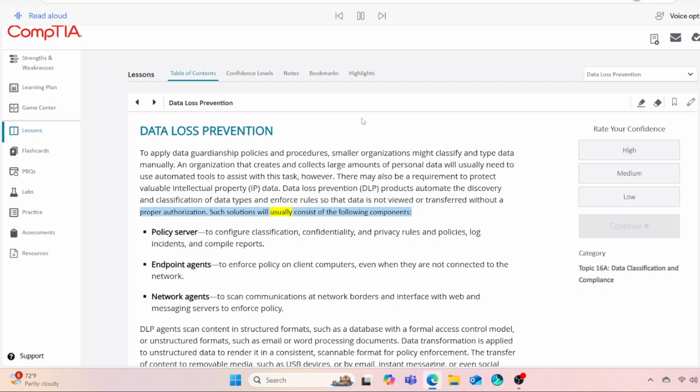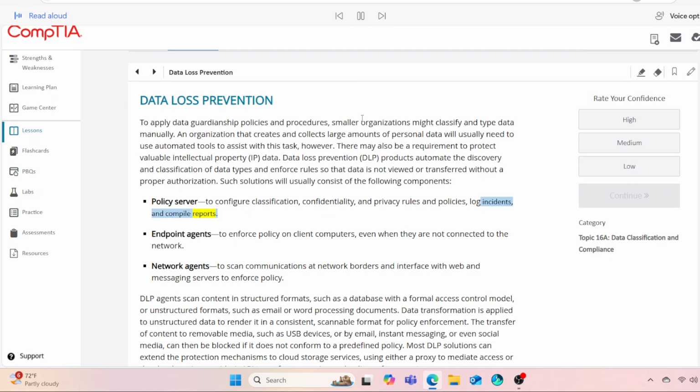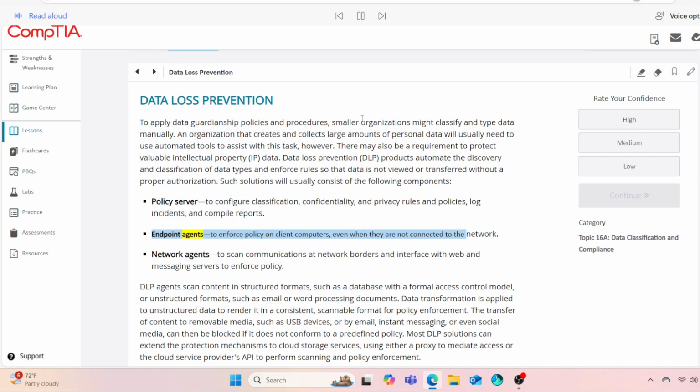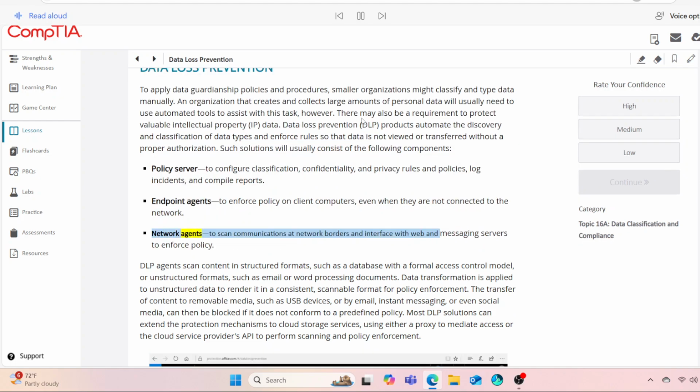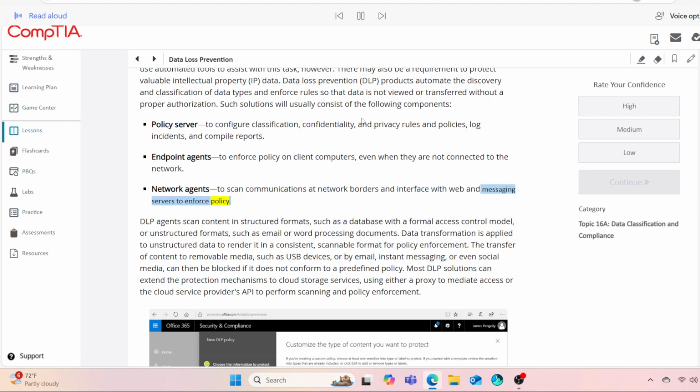Such solutions will usually consist of the following components: Policy server, to configure classification, confidentiality, and privacy rules and policies, log incidents, and compile reports. Endpoint agents, to enforce policy on client computers, even when they are not connected to the network. Network agents, to scan communications at network borders and interface with web and messaging servers to enforce policy.